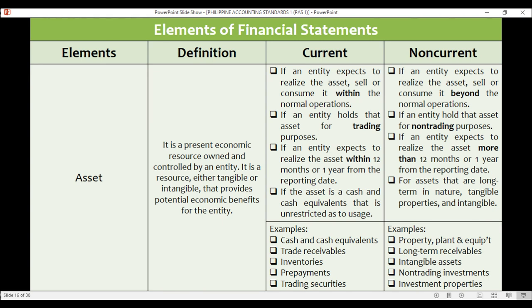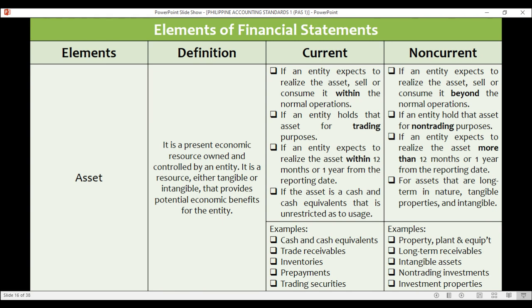If an entity holds the asset for trading purposes, then it is current. Otherwise, it is non-current if it is for non-trading activities. If an entity expects to realize that asset within 12 months or 1 year, then it is current. Otherwise, if beyond 1 year or 12 months, it should be non-current. And specifically, cash and cash equivalents must be unrestricted as to usage. So it should be stressed that it should be unrestricted in usage. If it is restricted or not available for use, then that cash and cash equivalent item should be part of non-current assets. And also under non-current assets, assets that are long-term in nature, tangible properties and other intangible assets are part of your non-current assets.